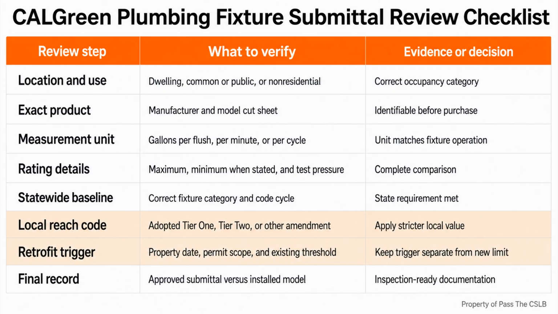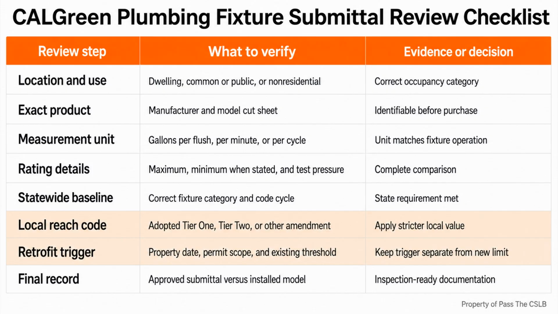I want you to hold on to 5 memory anchors. Toilets for new installation, 1.28 gallons per flush. Showerheads, 1.8 gallons per minute to 80 pounds per square inch, counting what can run together. Residential lavatory, 1.2 at 60. Non-residential lavatory, 0.5 at 60. Existing fixture retrofit thresholds are a separate set of numbers and never become the shopping list for new fixtures.